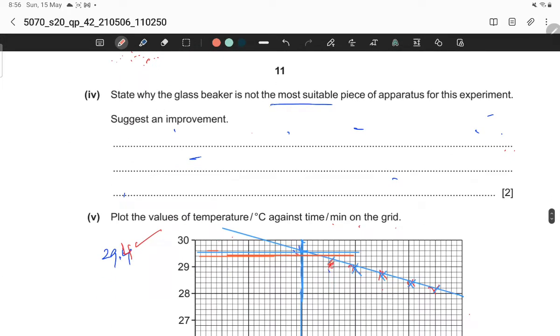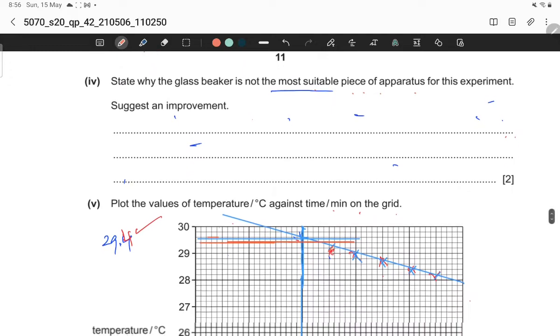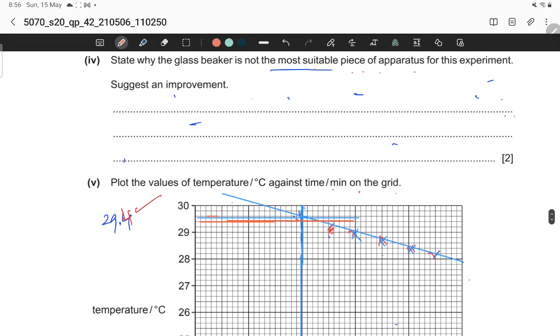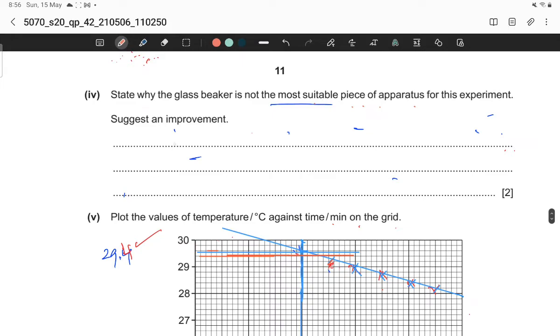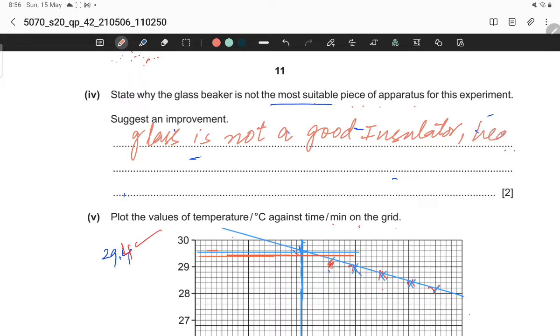State why the glass beaker is not the most suitable piece of apparatus for this experiment, and suggest an improvement. Glass is not a good insulator. Heat can escape. Heat can be lost.